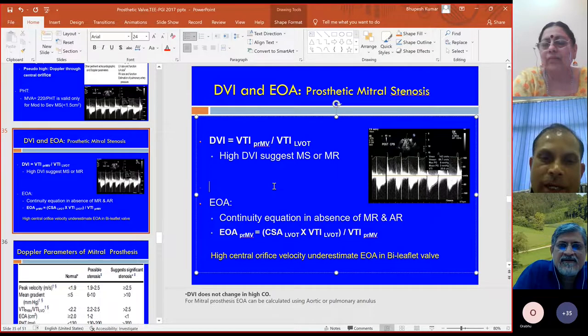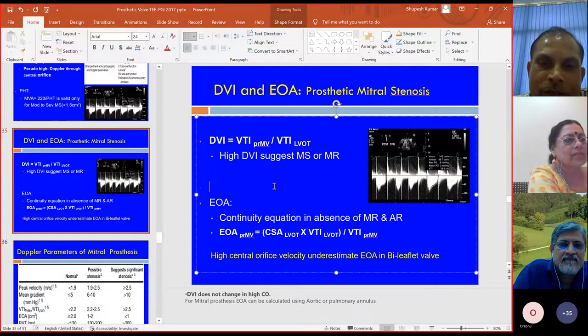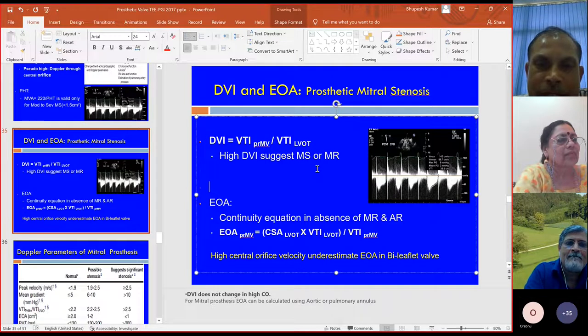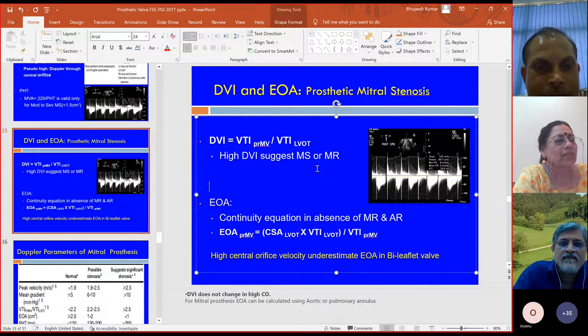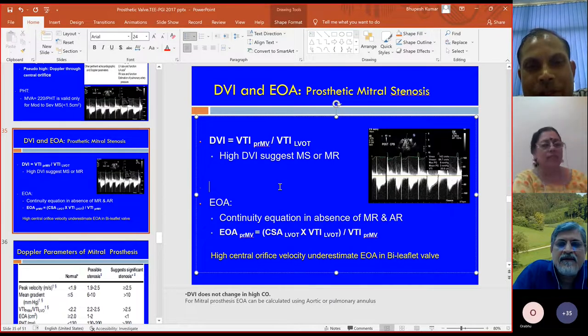Normally speaking, the LVOT VTI is less, normally about one third of the VTI across the aortic valve. So the normal value of DVI, which is the velocity time integral of LVOT divided by VTI across the aortic valve, will normally be less than 0.3. If it is less than 0.25, that suggests significant stenosis. While in the case of mitral prosthesis, since VTI across the prosthesis comes as a numerator and across LVOT goes as a denominator, it is more than 2.2. It is reverse.